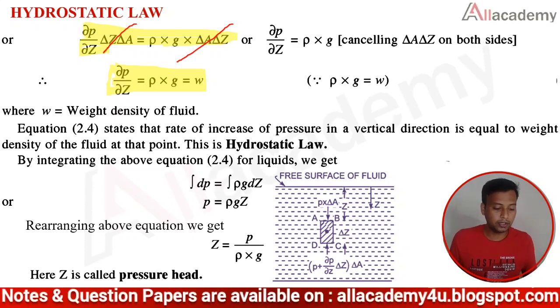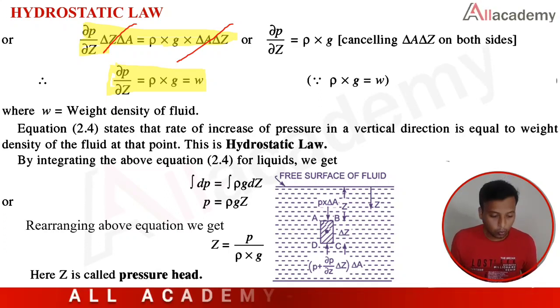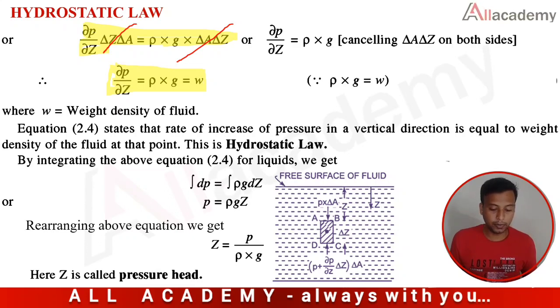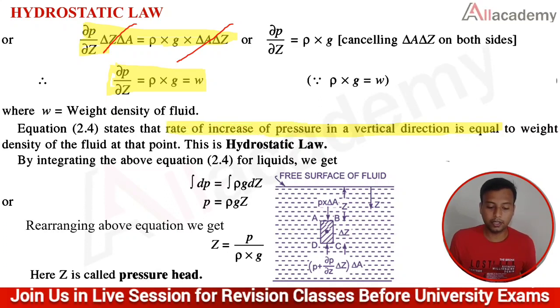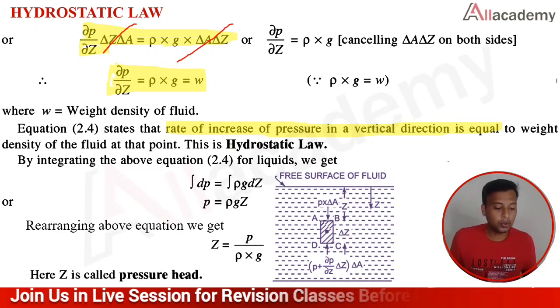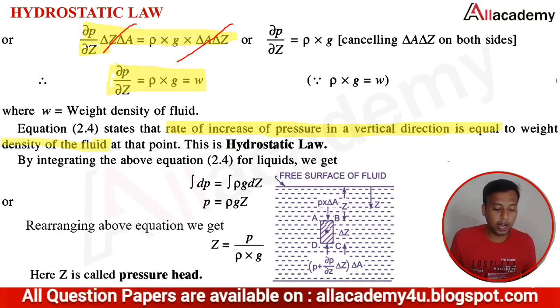So from this equation we can say that the rate of increase of pressure in the vertical direction is equal to the weight density. Please note that the rate of increase of pressure in a vertical direction is equal to the weight density of the fluid at that point, which is nothing but the hydrostatic law.